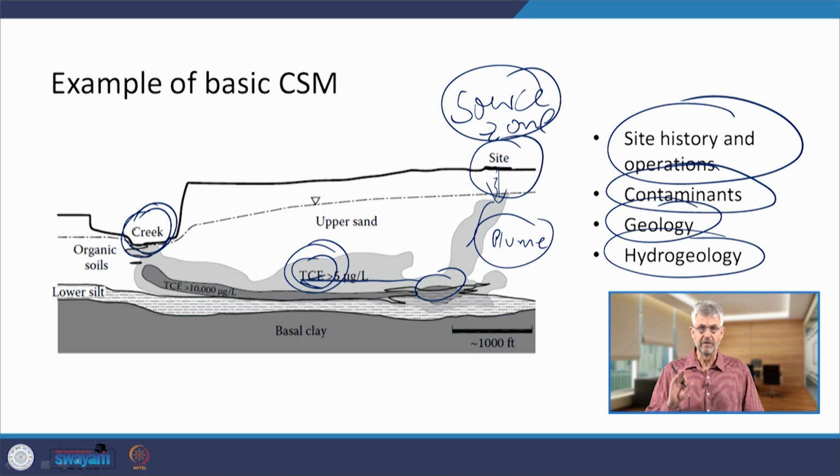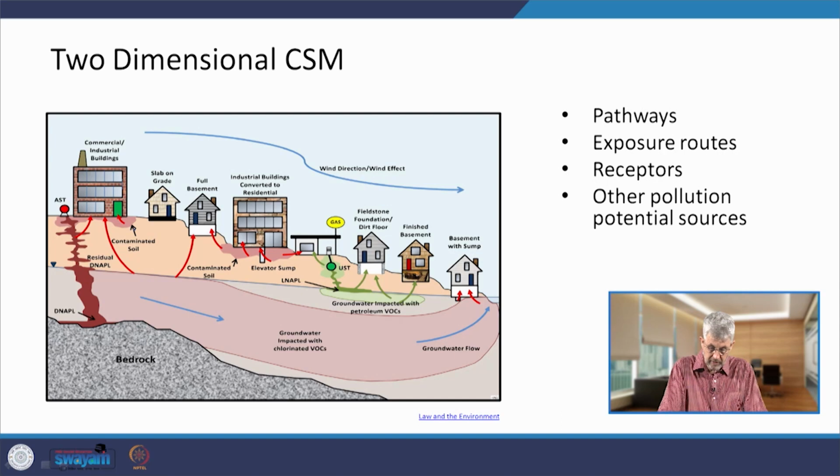So again, very basic in terms of we have an understanding of what happened, where it happened, and what happens most likely in the future. That is only the beginning, because there are still many unanswered questions. This is a two-dimensional depiction, and it doesn't inform us about many other important things, like the information shown here in this more complicated two-dimensional CSM.